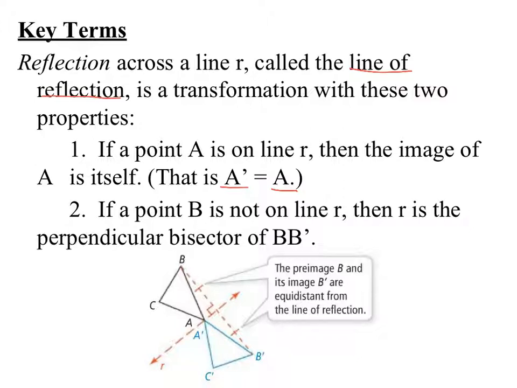If a certain point is not on line R, which for a majority of what we're going to be working with is going to be case 2, then R is a perpendicular bisector between the points B and B prime. And again what that means is, if we were to draw a line between B and B prime, not only is it going to make a 90-degree angle with my line of reflection, but the distance is going to be the same. That's going to be huge. It's the same distance from B to my reflection line as it is from B prime to my reflection line.